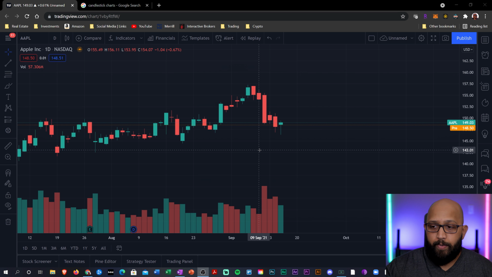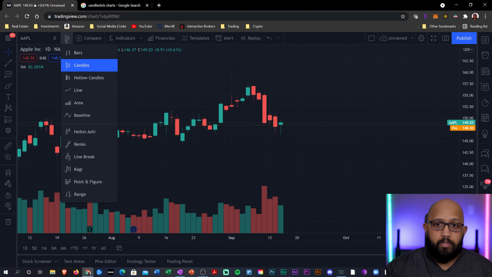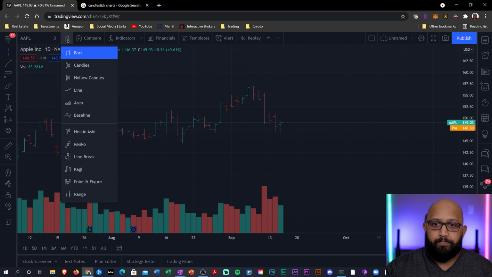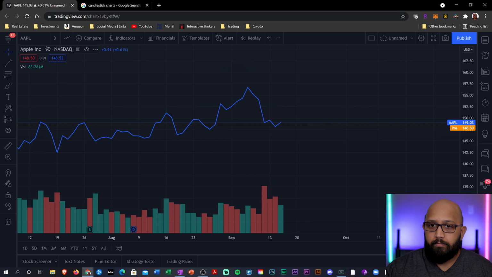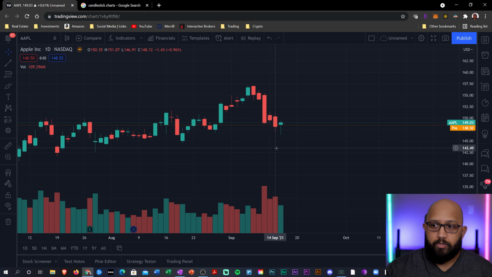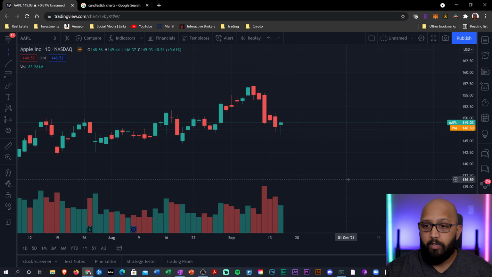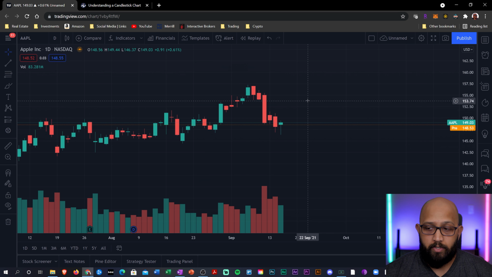So there's a lot of ways to depict it. What we're seeing on the screen right here is a candlestick chart. On the top of TradingView here, you can click on it, and you can click on bars if you want to see a bar chart, line chart. We're going to stick to candles. This is what I started to learn over a year ago, and this is pretty much my go-to. So let's talk about candlesticks.